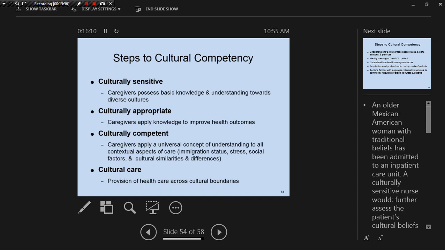So sensitive, very basic knowledge; culturally appropriate, trying to take a little bit more of that basic knowledge, learn a little bit more, implement culturally appropriate care; and then cultural competence.